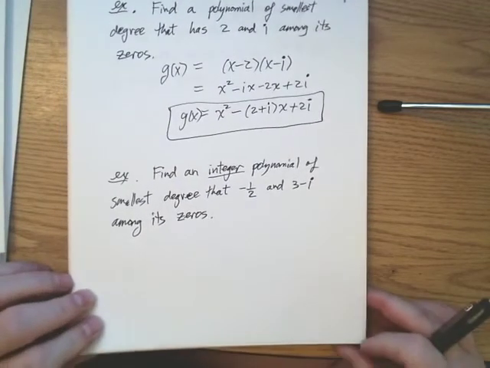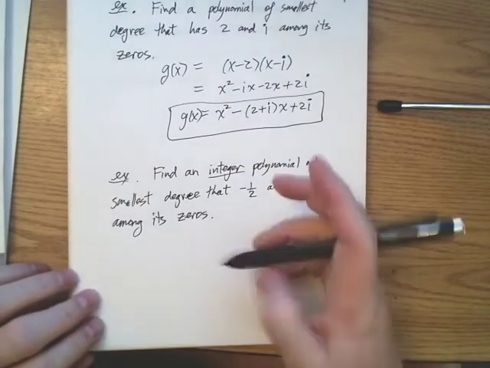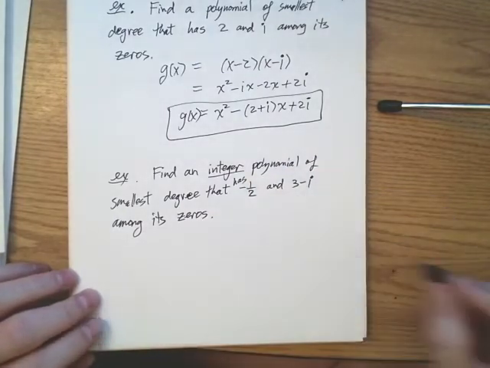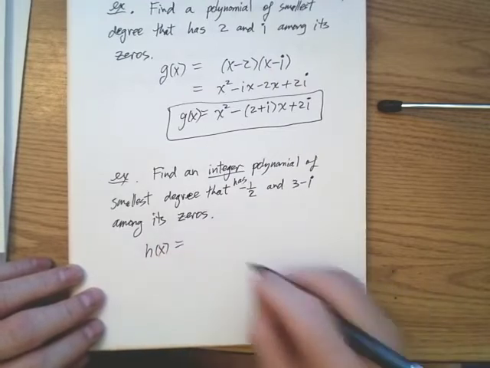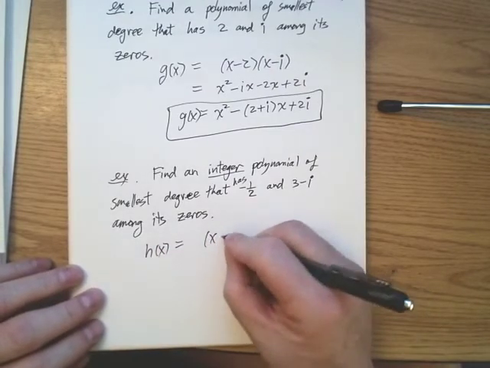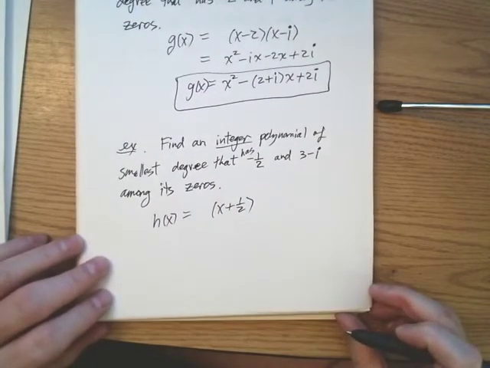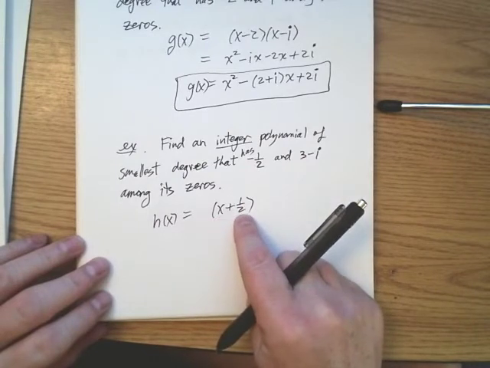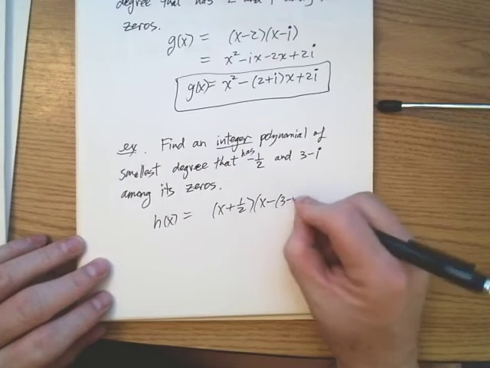Okay, be careful. Now, here's a slightly different type of question here. Find an integer polynomial of smallest degree that has, sorry, I left has out, that has -1/2 and 3 minus i among its zeros. Okay, I'll call this h of x. Okay, x minus negative a half. X minus negative a half would make x plus a half. Okay, how about this? X minus 3 minus i.